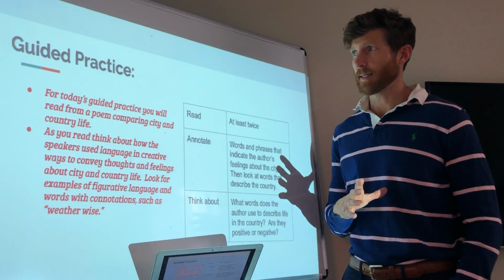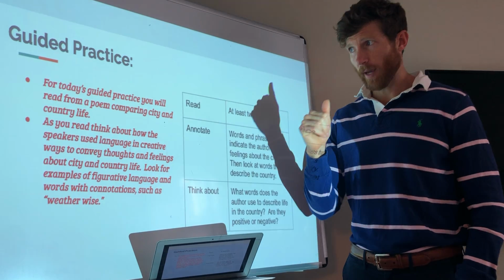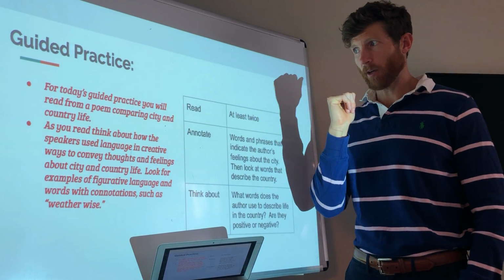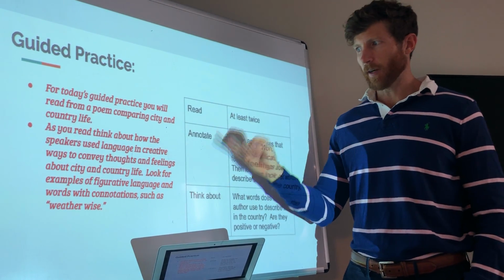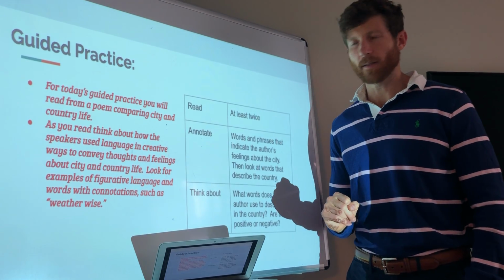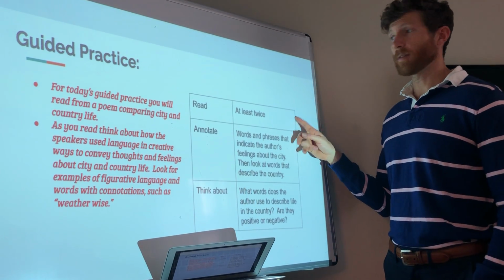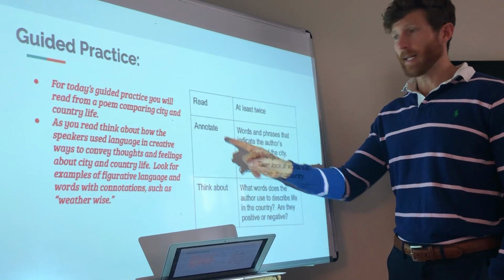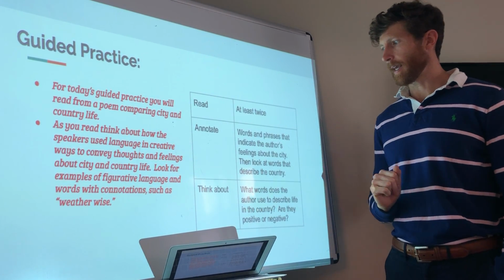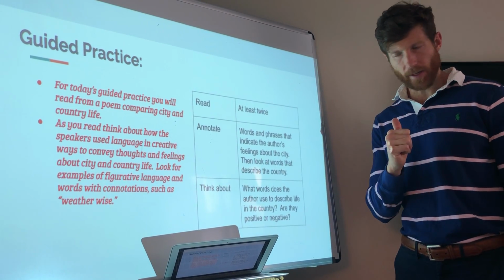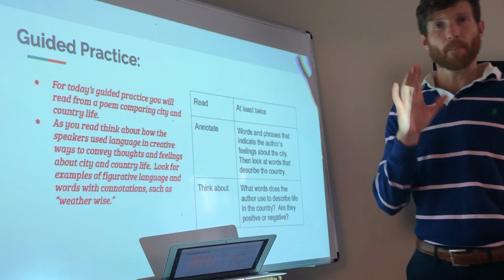So for your guided practice today, you're going to read from a poem comparing city and country life. As you read, think about how the speakers use language in creative ways to convey thoughts and feelings about city and country life. Look for examples of figurative language and words with connotations, such as weather-wise. So, what I want you to do is conduct at least two readings. As you read, annotate. Pick out words and phrases that indicate the author's feelings about the city, then look at words that describe the country. Think about what words the author uses to describe life in the country. Are they positive or negative?